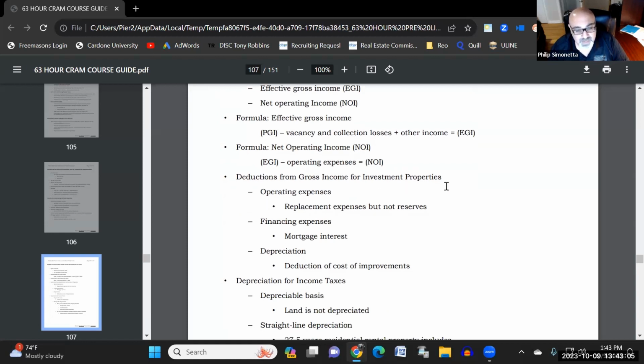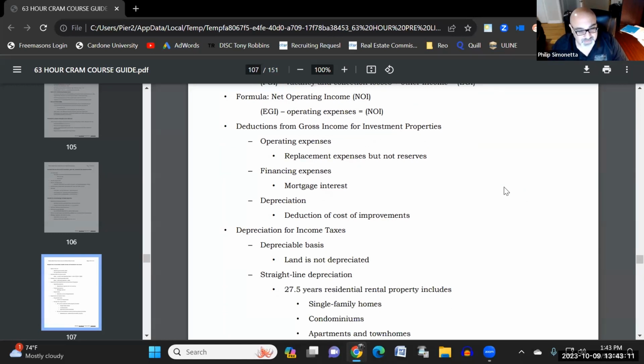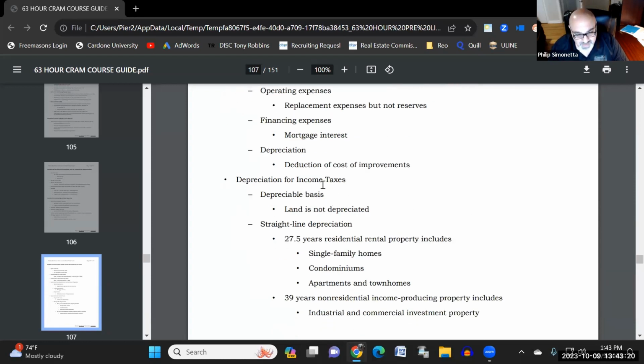Okay, then you have deductions from gross income for investment properties. Okay, so you have your operating expenses. That's your replacement expenses, but not your reserves. You have your financing expenses. That's your mortgage interest. You have your depreciation. That's the deduction of cost improvements. You have your depreciation for income tax. That's depreciable basis. Remember, land is not depreciated.